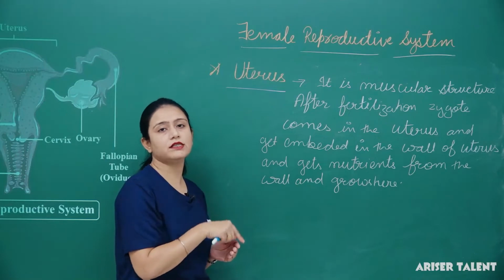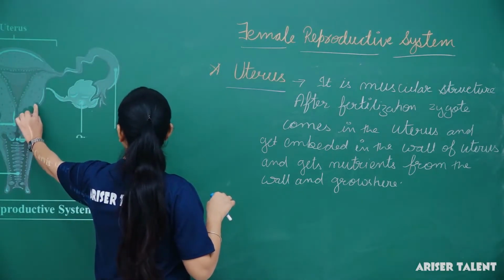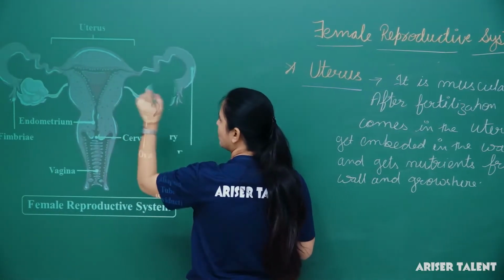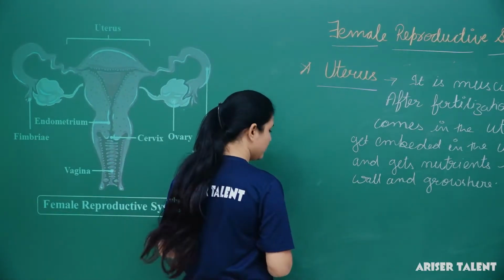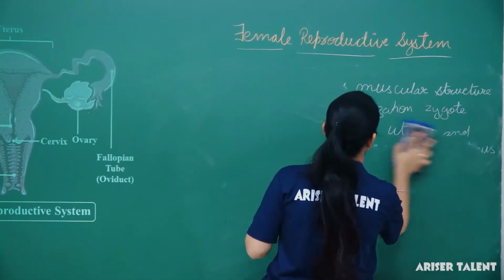now it comes here in the uterus and gets embedded. We can see here it gets embedded in the wall of the uterus, as well as it gets the nutrients from this wall of the uterus and grows here. Next we will talk about the vagina.